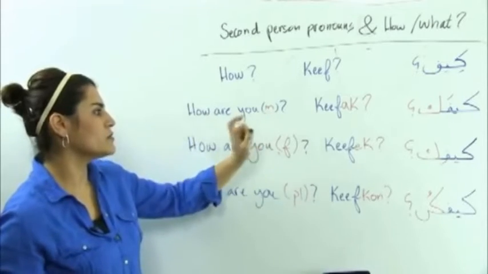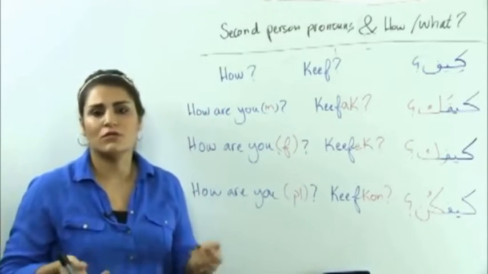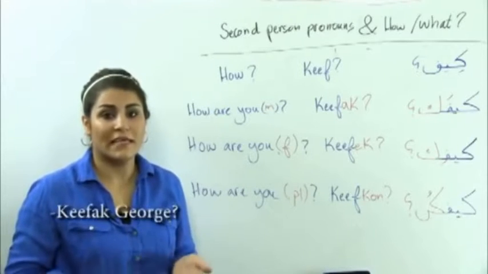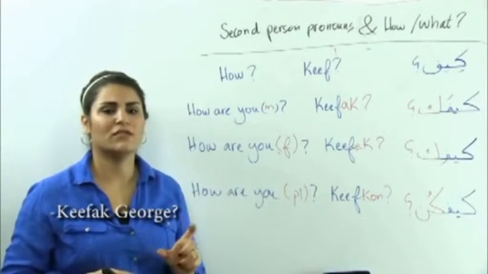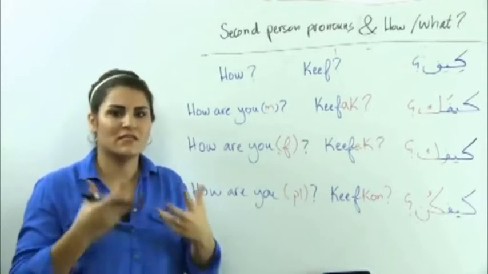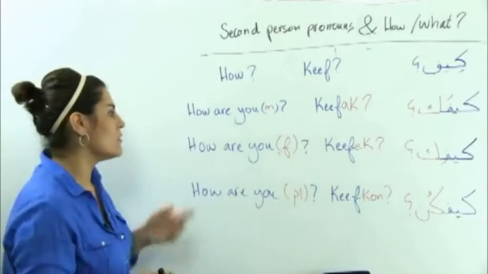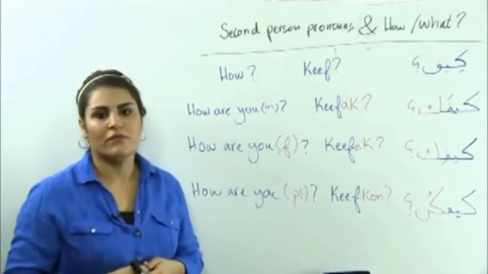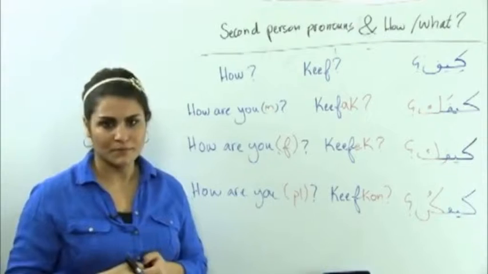So we say, how are you, masculine, كيفك. I'm talking to George. I'm saying, how are you, George? We say, كيفك, George. Okay, you can say the name in addition to the question, just to confirm that you know that person. You say his name as a kind of respect. So, how are you, feminine, كيفك, and how are you, plural, كيفكن.